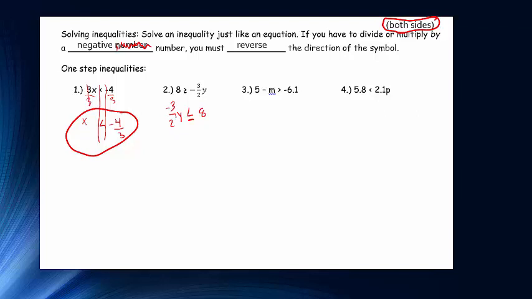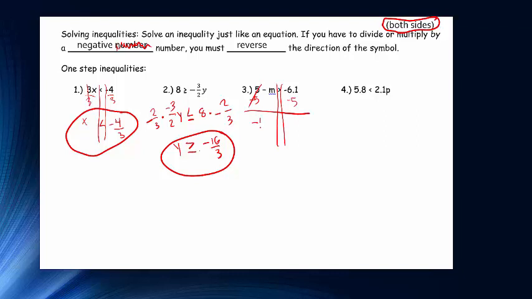So if I want to undo multiplying by a fraction, I have to multiply by its reciprocal. We've talked about that. And it is a negative number. So we are multiplying both sides by negative 2/3. So therefore my sign will reverse. And I'm left with y at negative 16/3. So just be careful about this whole sign flipping business, okay? It's very, very easy to make a mistake. Stay organized.